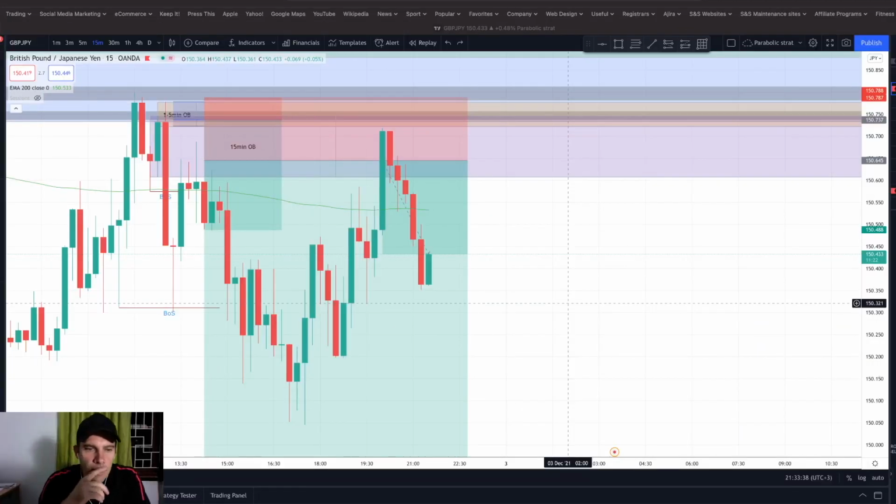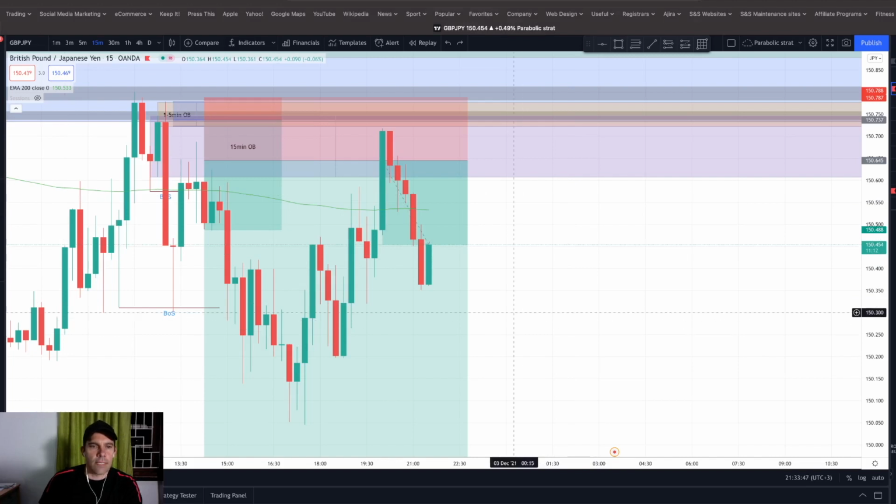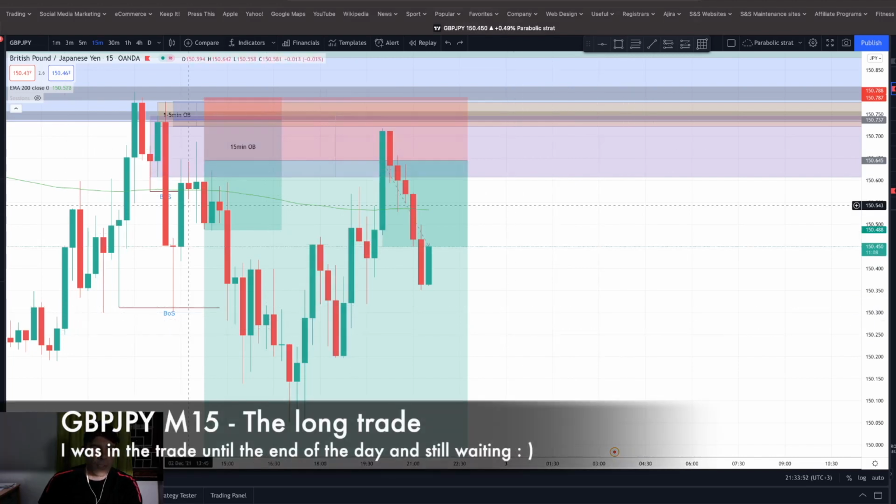All right, guys. So we're back with this GBPJPY trade. It's still active. You can see we pushed all the way down to just over 4R. This all happened while I was out.